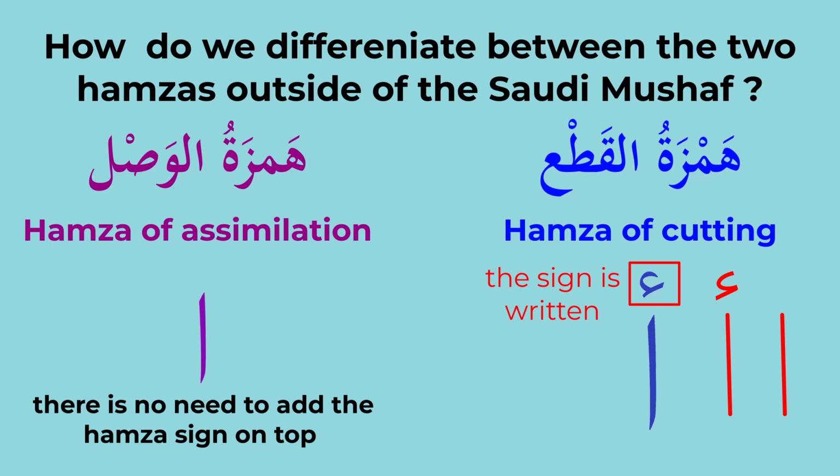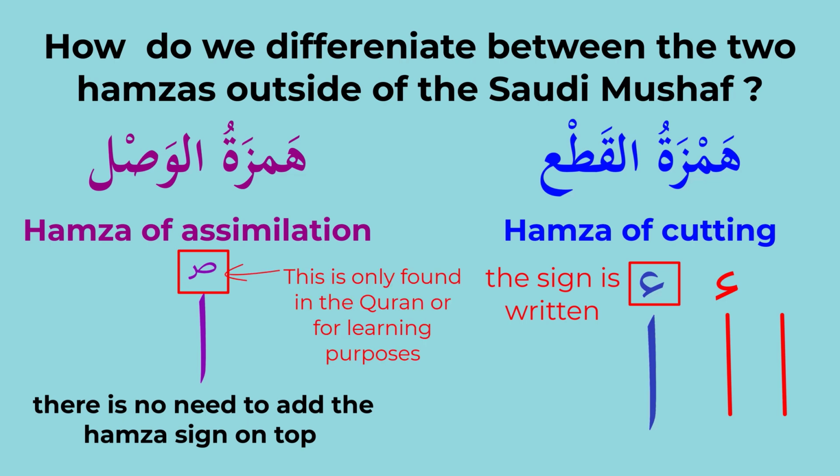Are you with me, brothers and sisters? Now, in order to tell people that this is Hamzatul Wasal, you don't write anything, but you put a little sign. It's kind of a small swad. This is for those who have difficulty identifying. So this is what Hamzatul Wasal and Hamzatul Qata are.